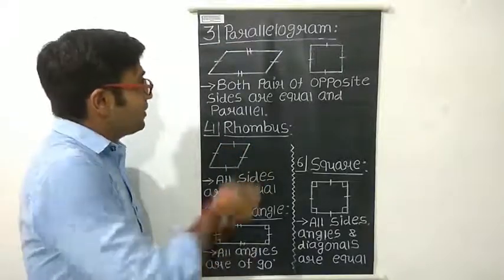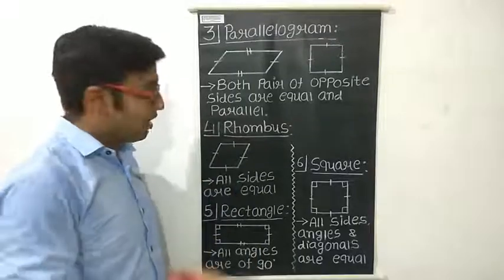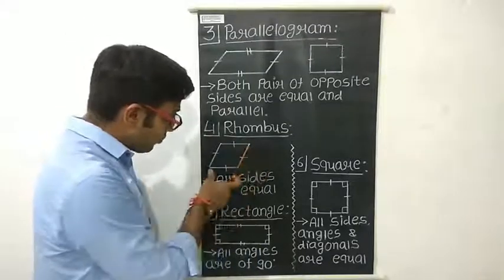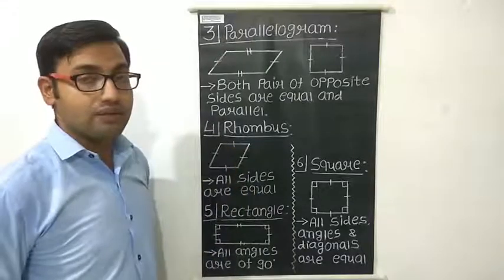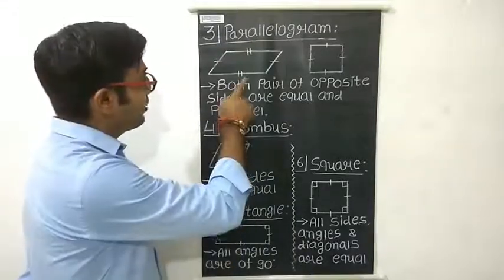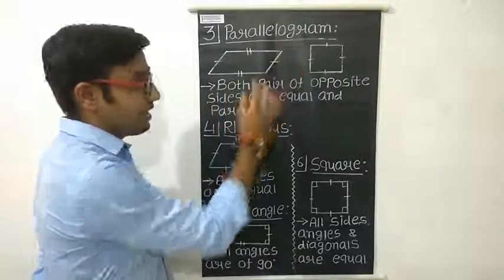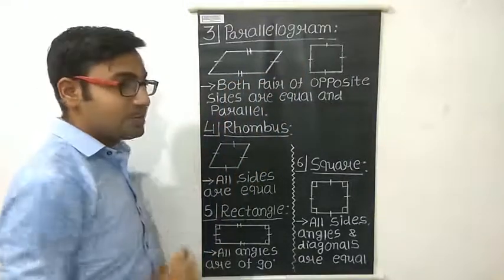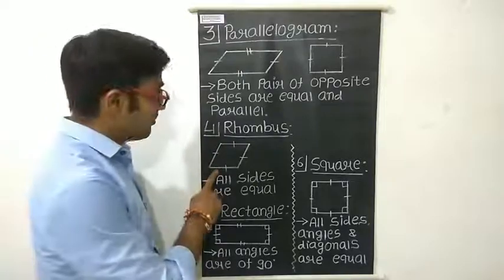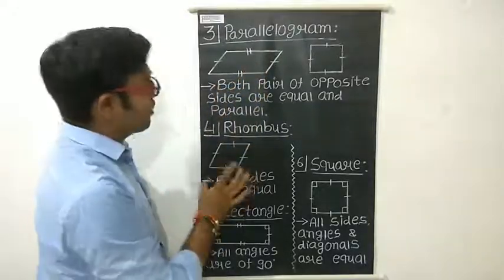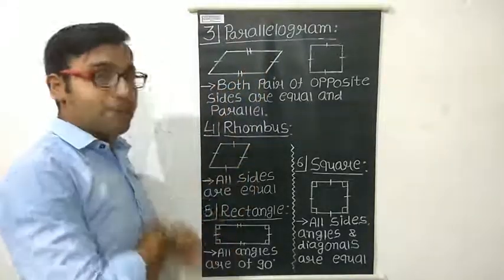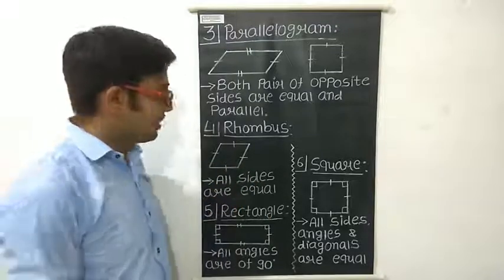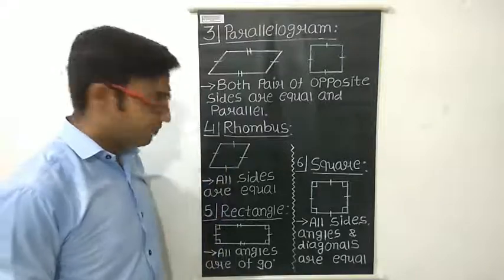So what is the difference between a parallelogram and a rhombus? A rhombus has one more property: all the sides are equal. Understand? Here you can notice that this side and this side are not equal. But in this rhombus, all the sides are equal. So that is why we say that it has all the properties of a parallelogram, and the additional property is that all the sides are equal. So this shape is a rhombus.